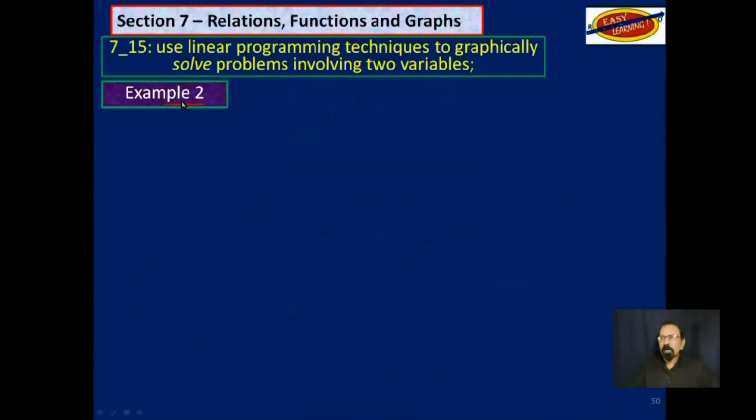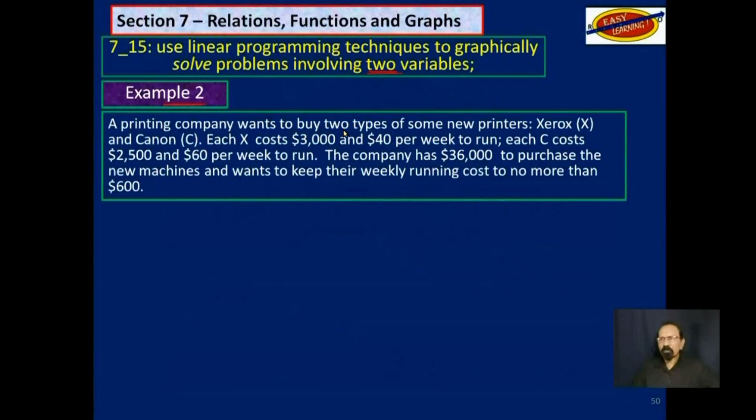Example 2. And remember, we are looking at two variables. A printing company wants to buy two types of new printers. Xerox, we will designate that as X, and Canon, designated as C.